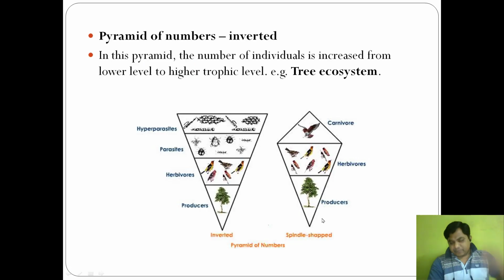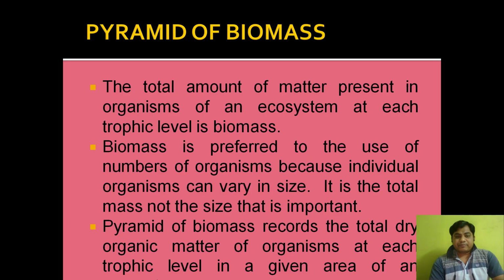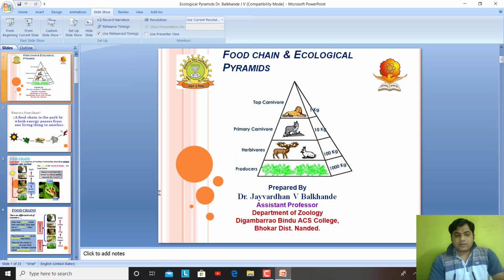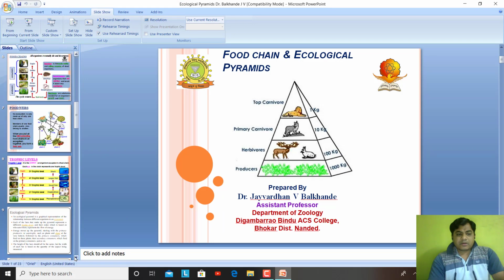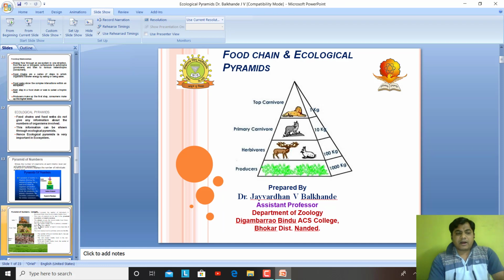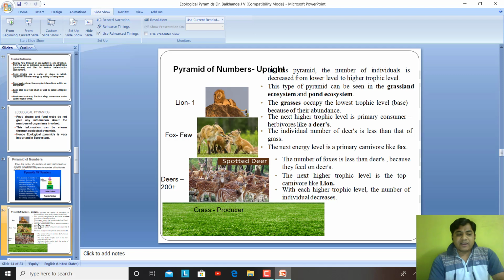And then the pyramid of numbers. That pyramid can be an inverted pyramid. How can we say? Because in this pyramid the number of individuals increases from lower to higher trophic level. But in the previous PPT, we have seen that the number of individuals decreases as the trophic level increases, but here it is not.